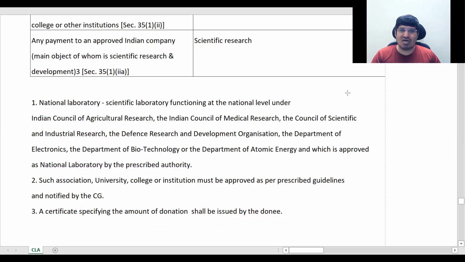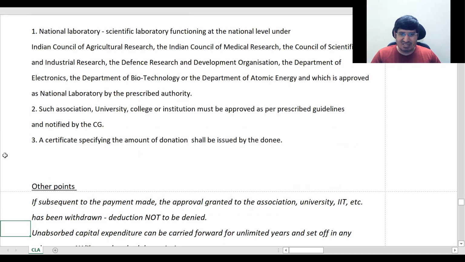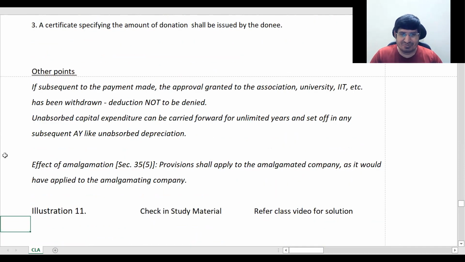ठीक है, ये हो गया आपका. This is your scientific research. ठीक है, और अब इसमें एक छोटे से पॉइंट है, एक 30 seconds में हो जाएंगे.